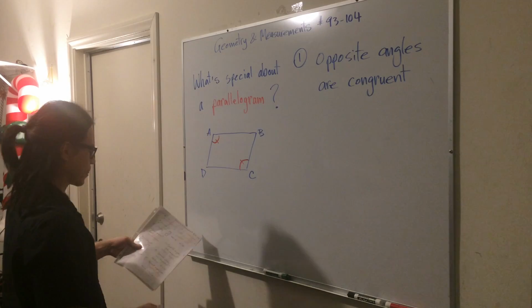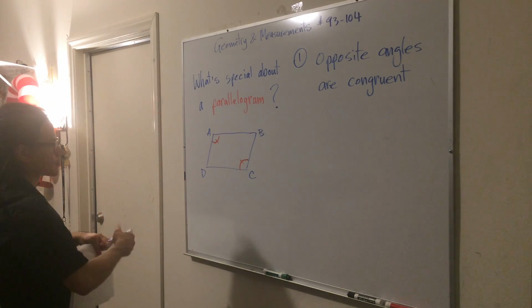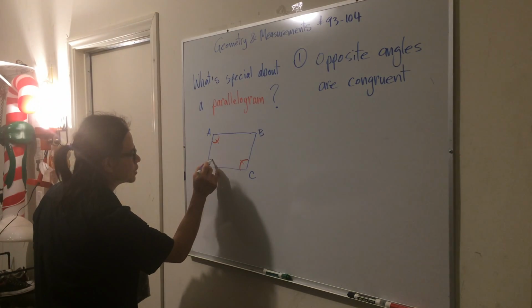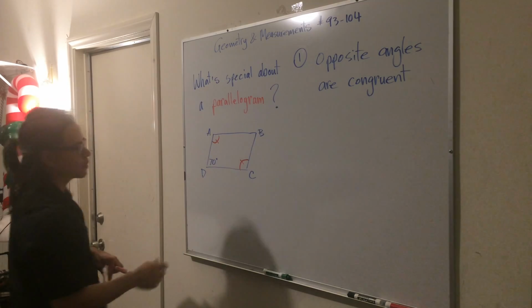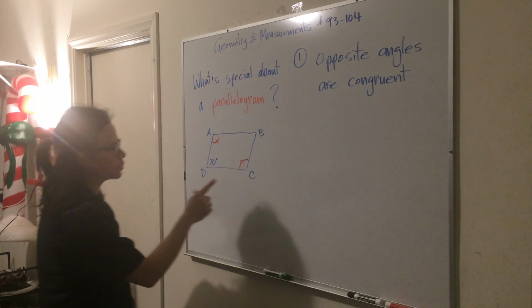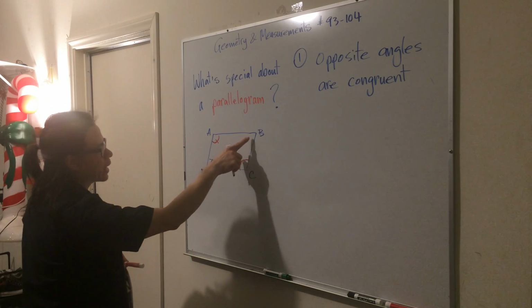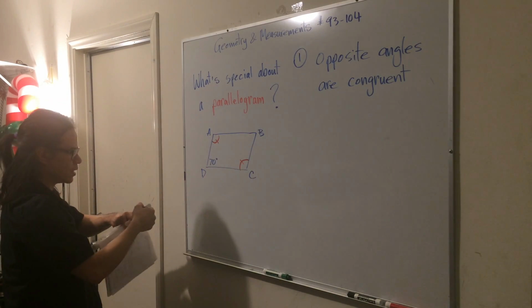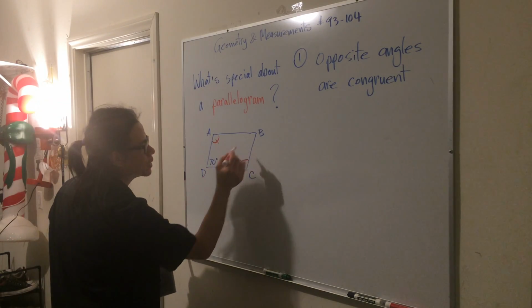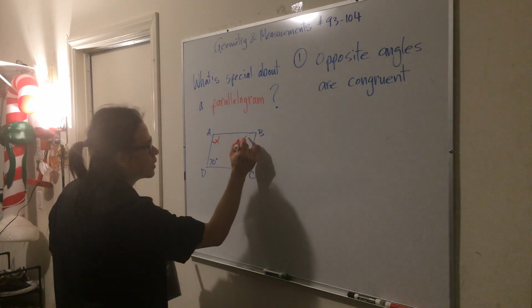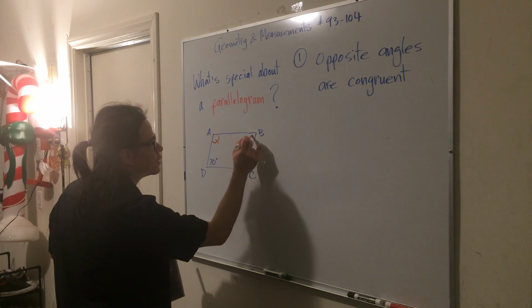Okay? So, let's say angle D is 70 degrees. Knowing that opposite angles are congruent, angle B will be the same as angle D. So we can, with certainty, say that angle B is also 70 degrees.